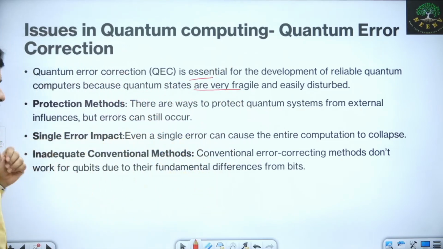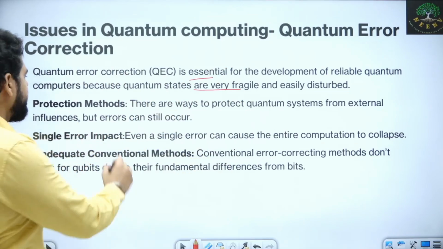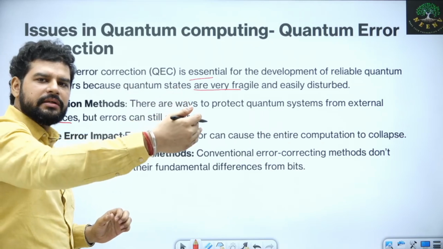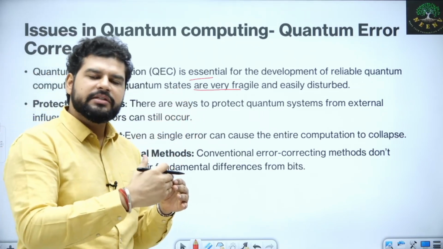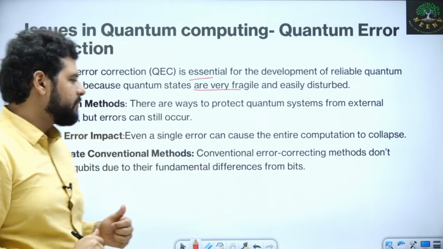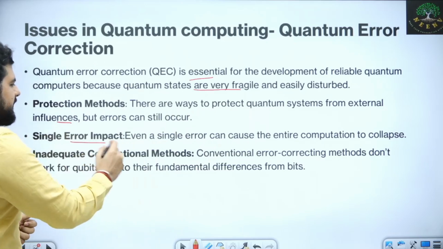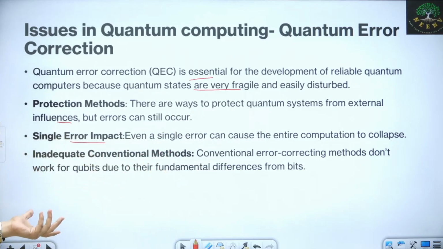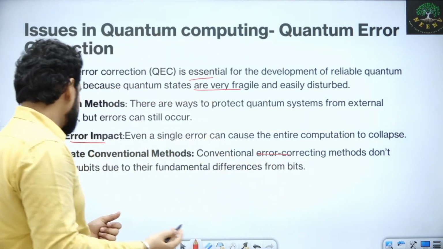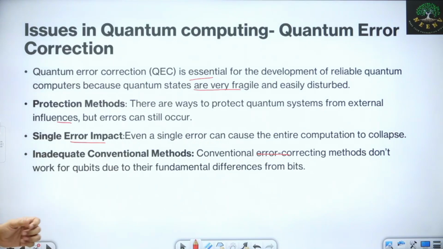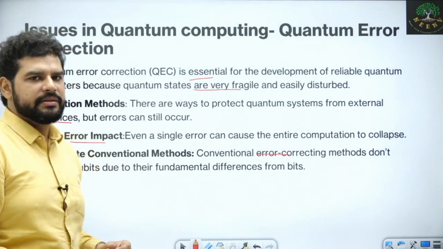So what is the method? See, external influences are insulated. Sorry, the device itself is insulated from external behaviors. Okay, because a single error, like I said, can cause the entire computation to collapse. Right now, the error correcting methods that are being used don't work for qubits because bits are different from qubits.